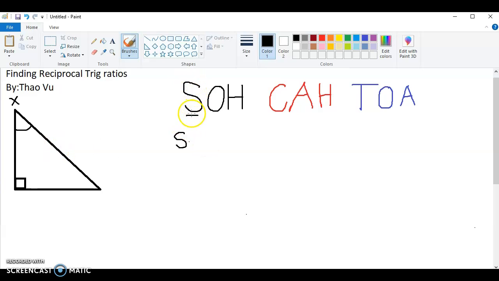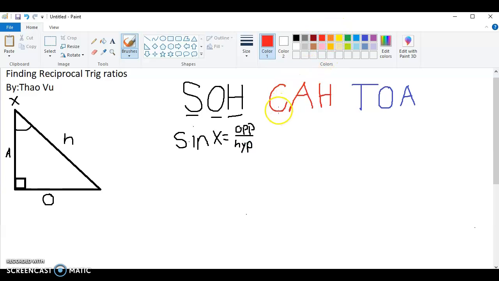So first, the S stands for sine. So sine of x equals, and then this O stands for opposite, and the H stands for hypotenuse. I'll even label it here. Hypotenuse.